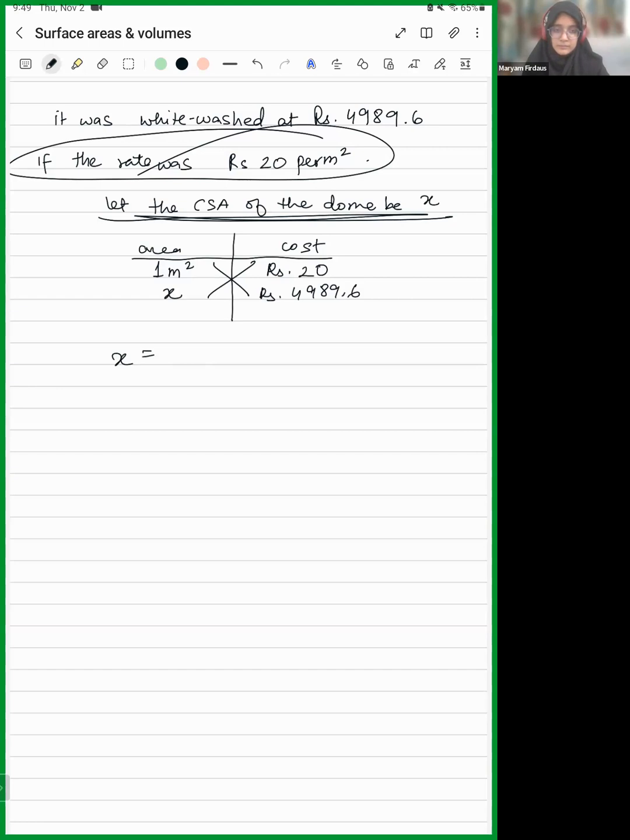Ma'am, X into 20 is 4989.6 divided by 20. Very good. Because what did we discuss? We have to multiply the ones that are on opposite ends of the string, right? So 1 multiplied by 4989.6, which is again 4989.6 itself, and then divided by 20. So quickly calculate this and tell me.